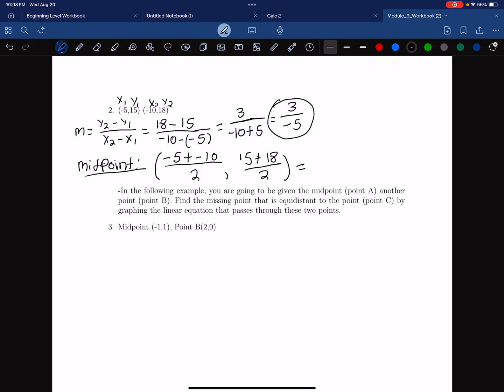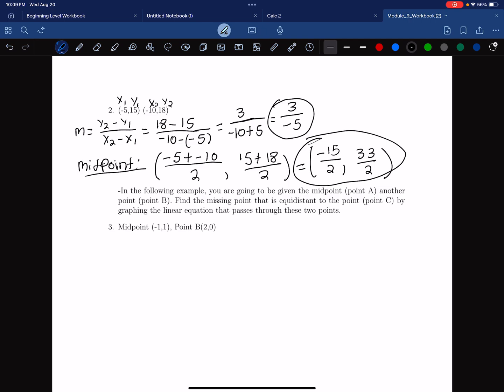Well, negative 5 plus negative 10, that is negative 5 minus 10, which is negative 15 over 2. And then we have 15 plus 18 over 2, which becomes 33 over 2. And that is our midpoint.